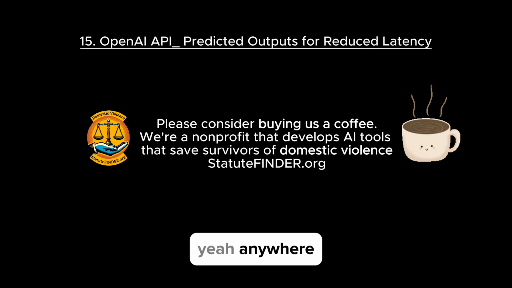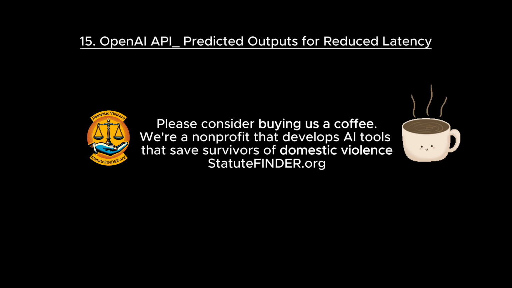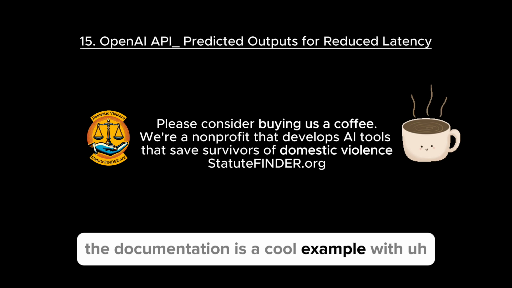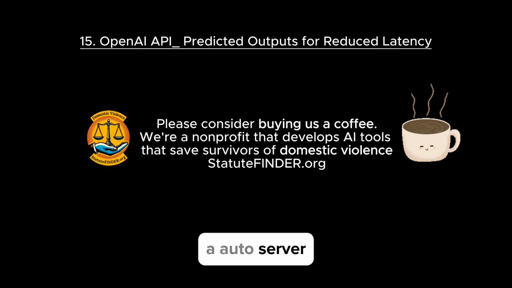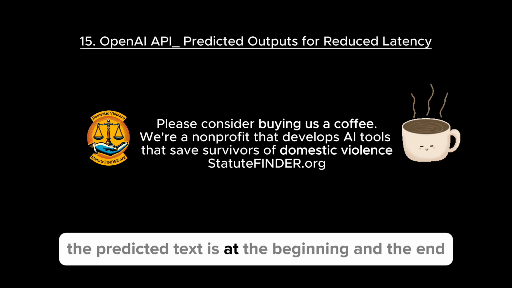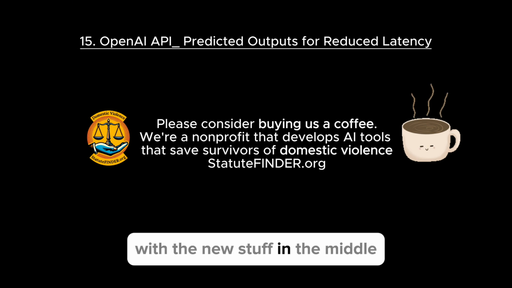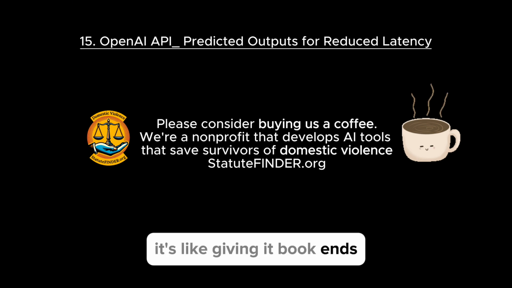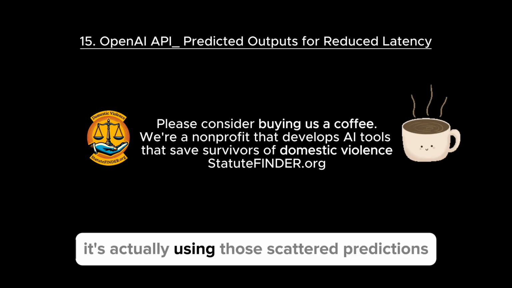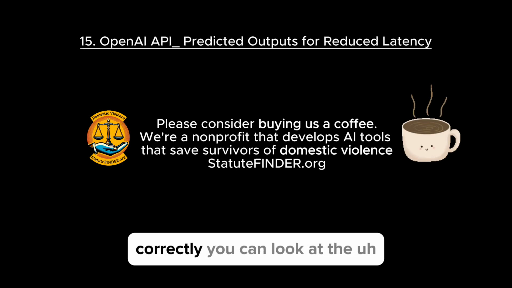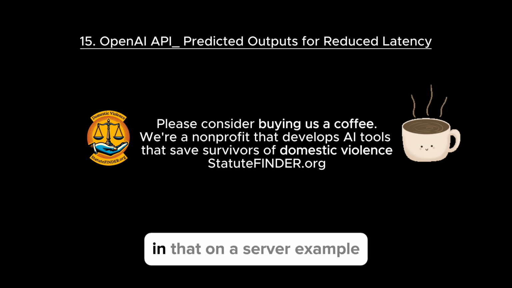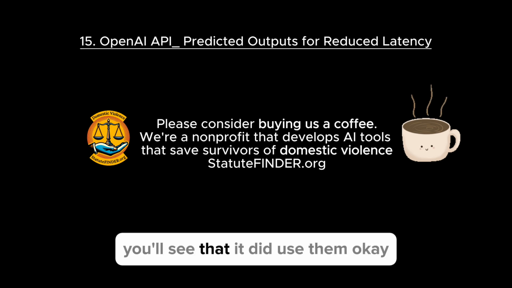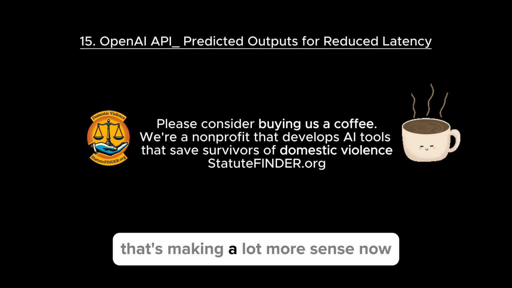Really? Anywhere? That's amazing. Yeah. The documentation has a cool example with a Ono server. The predicted text is at the beginning and the end, with the new stuff in the middle. It's like giving it bookends, and it fills in the missing pages. But how do we know it's actually using those scattered predictions correctly? You can look at the accepted prediction tokens again. In that Ono server example, you'll see that it did use them. Okay, that's making a lot more sense now.